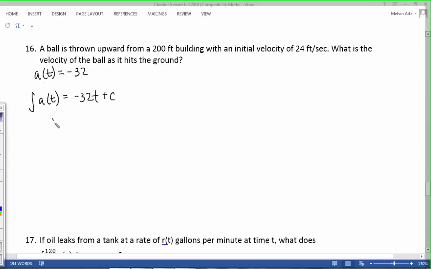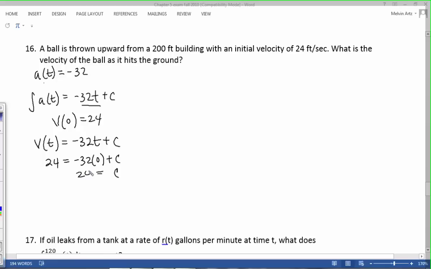But it gave us an initial condition. It said the initial velocity equals 24. So when t equals 0, let me write our velocity function down here. We have negative 32t plus c. Now v of 0 would equal 24, and then we're plugging in 0 for our t, so we can solve for c. So c would be 24. So we know our velocity function is negative 32t plus 24.